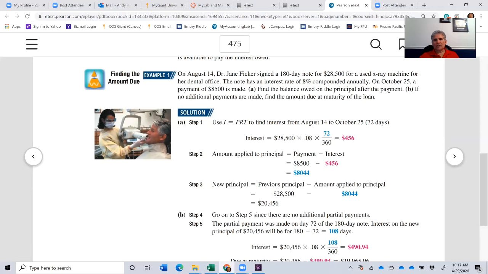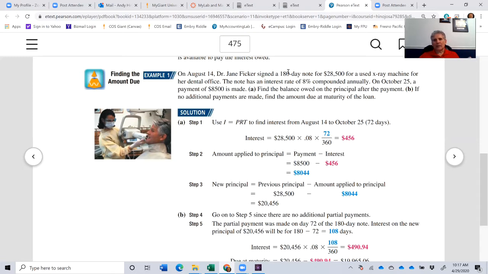Now, the next question is, if no additional payments are made, find the maturity amount due at the end of the loan. Well, she lowered the principal balance midstream. So now we have the balance as of October 25th. We're going to take from October 25th all the way to the maturity date, well, we don't even know what date it is, but it doesn't really matter. It's 72 days. That brought us all the way to October 25th. And we know it's a 180-day loan.